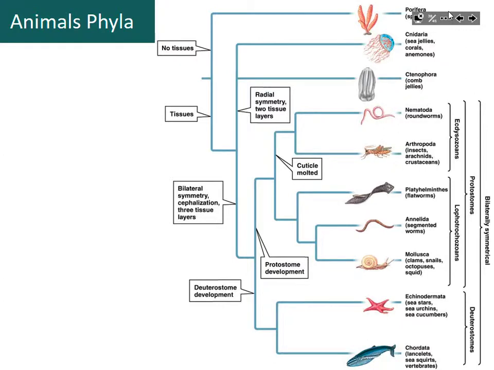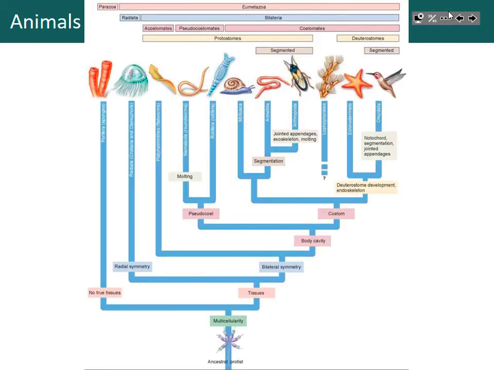This is a less complete layer where we look at no tissues versus tissues, radial symmetry versus bilateral symmetry, cephalization, 3 tissue layers, deuterostome development versus protostome development, cuticle that molts or not, or no cuticle, in terms of our development of our phylogenies. Okay, so these are just for you to look at and refer to if you're curious how organisms are related to each other. I gave you 3 different ways to look at those questions.